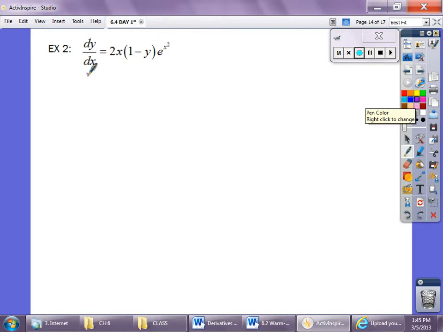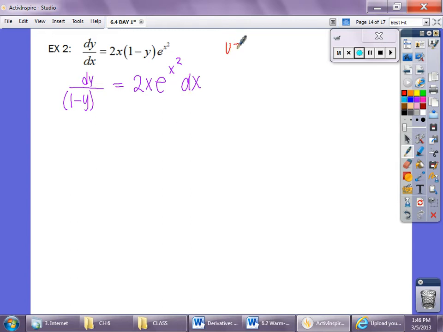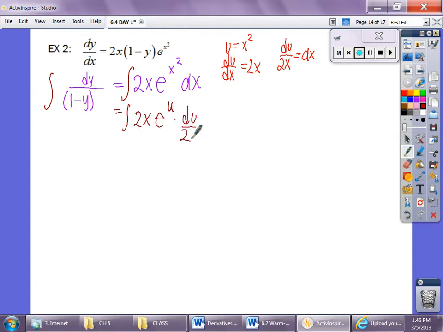Then we went into some harder problems. This guy here, we have dy over 1 minus y equals 2x e to the x squared dx. And we integrated the right side first. We said u was equal to x squared. We got du/dx is equal to 2x. And then we have that du over 2x is equal to dx. So on the right side, we ended up with the integral of 2x e to the u times du over 2x. Cancel.